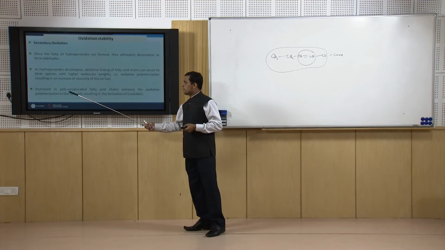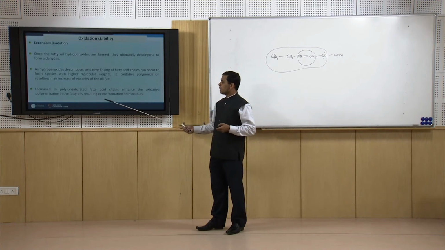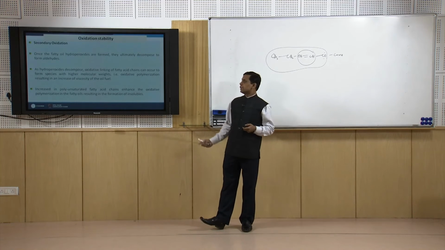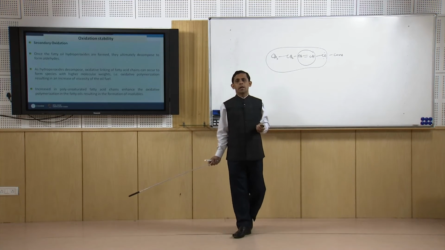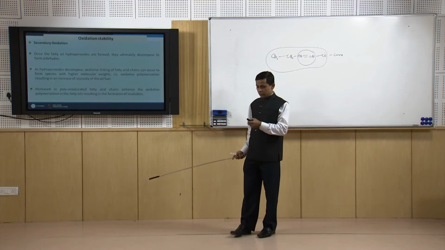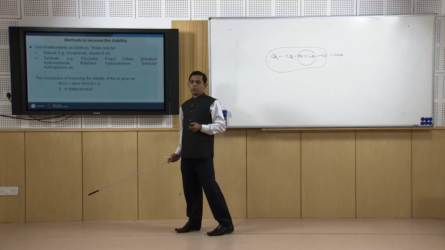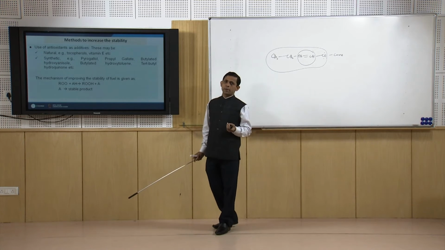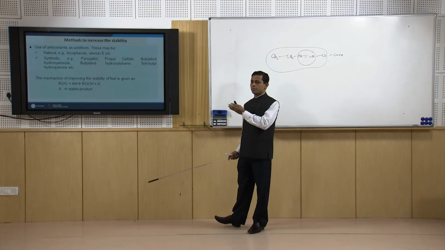An increase in polyunsaturated fatty acid chains enhances the oxidative polymerization in fatty oils, resulting in the formation of insolubles. So, these are the oxidation methods which take place in biodiesel and decrease its properties. How can we stop these oxidation processes? Obviously, we can add some antioxidants. So, antioxidants are added to stop the process.